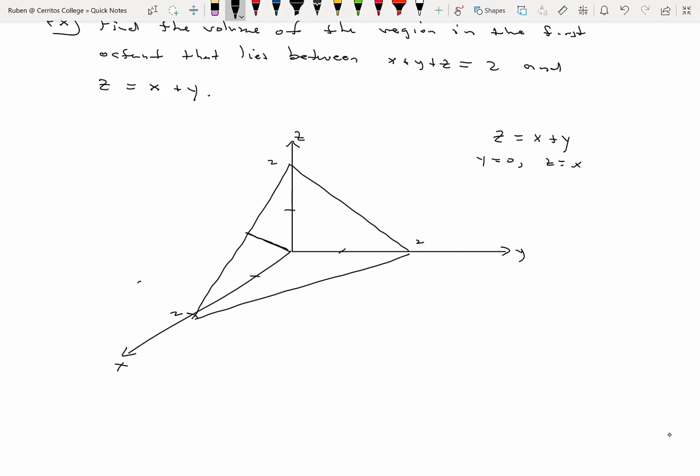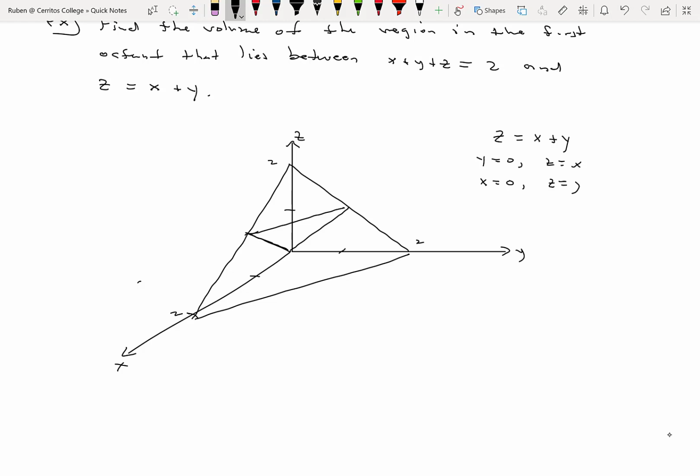I'm going to do the same thing in the yz plane. So I'm going to let x equals 0, then I'm going to get z equals y. So here's z equals y. So that's in the plane. I'm going to connect these two, and that will give me a graph of the plane z equals x plus y. So where is the plane z equals x plus y?